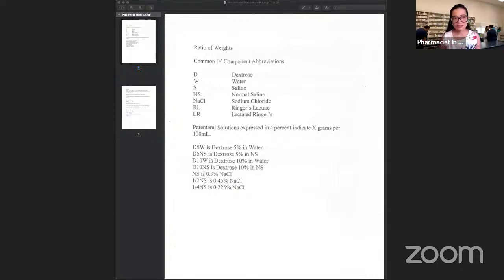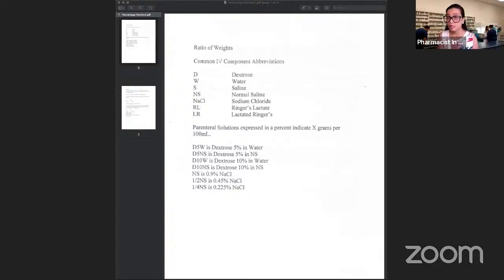Okay, let's do this. A couple of things. IV components of your IV bag, most common components and their abbreviation. When you see capital D, it's dextrose. When you see capital W, that pertains to water. Capital S, saline. That's why NS, both caps, is normal saline.